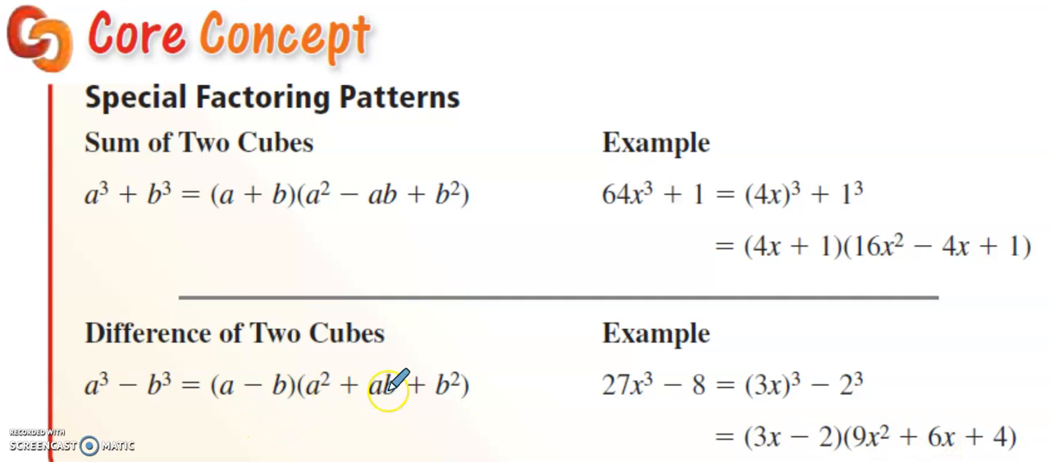All right, so you have to follow the pattern. And the positives and negatives will always be correct if you're following the pattern for the sum of cubes or the difference of cubes. I'm not going to go through a proof, but you can always verify that it worked by trying to multiply this back out.